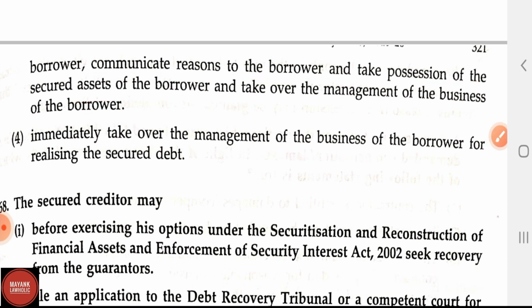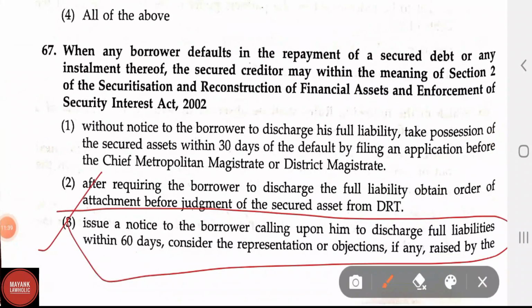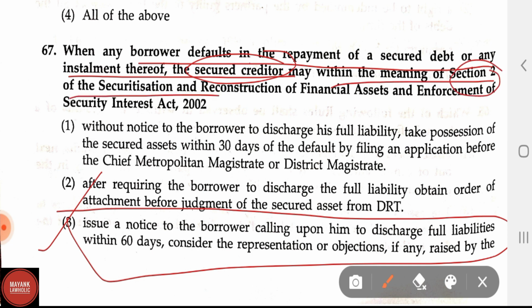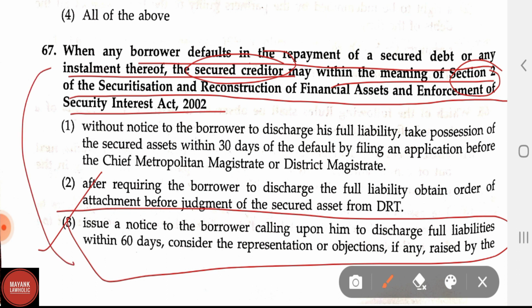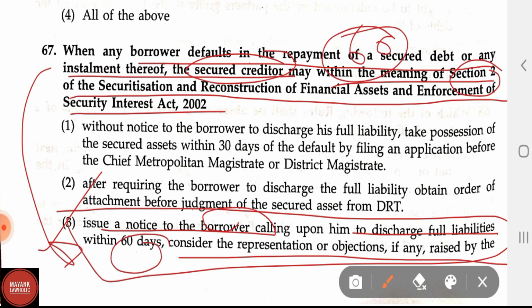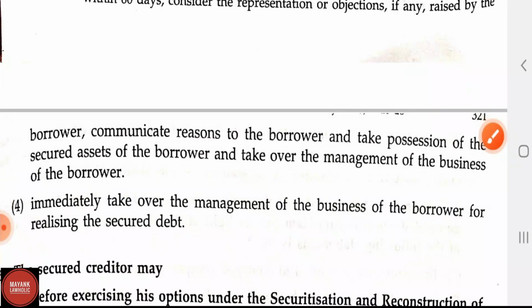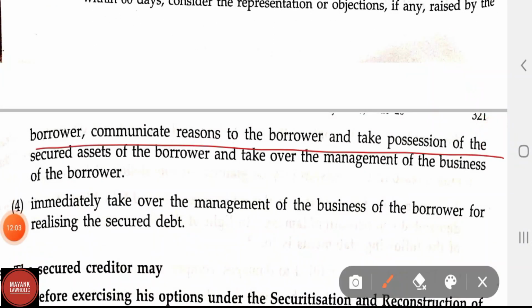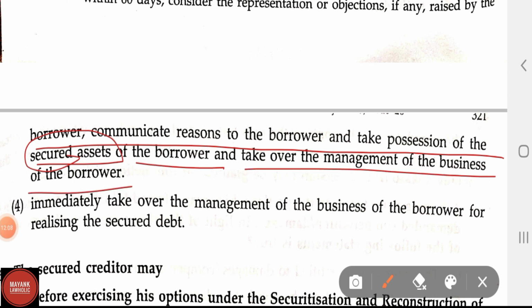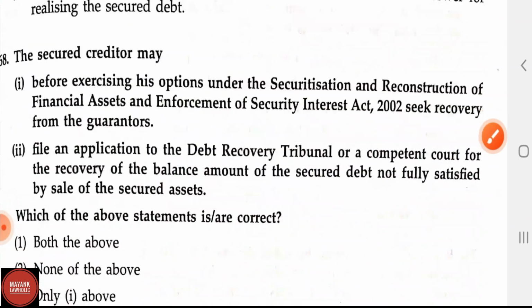In this question, the correct answer is option 3. When any borrower defaults the repayment of a secured debt or installment thereof, the secured creditor may, within the meaning of section 2 of the Securitization, Reconstruction of Financial Assets and Enforcement of Security Interest Act 2002, issue a notice to a borrower calling upon him to discharge full liabilities within 60 days, considering the representation of objections, if any, raised by the borrower, communicate reasons to the borrower, and take possession of the secured assets of the borrower and take over the management of the business of the borrower. So option 3 is the right answer.